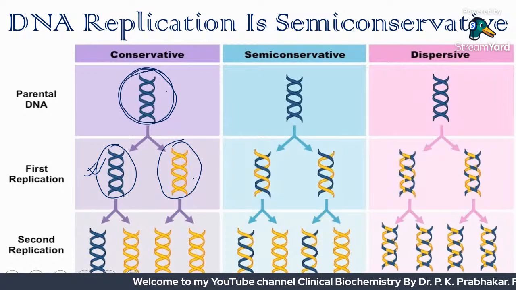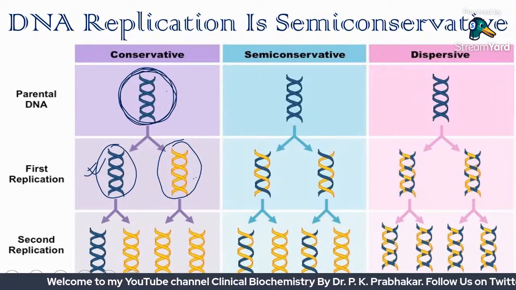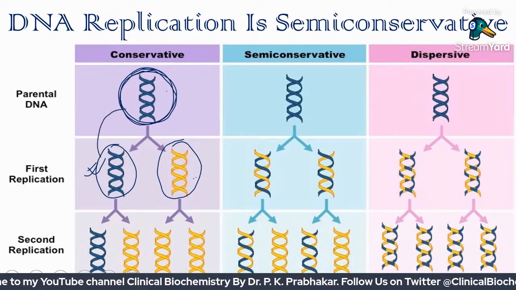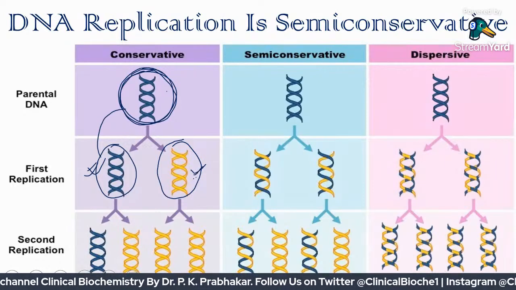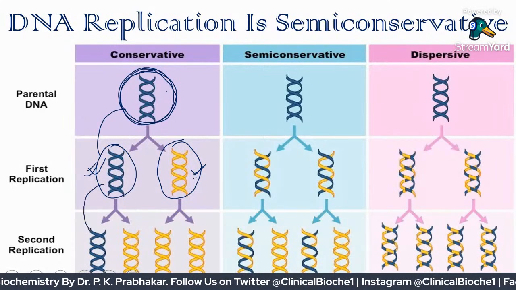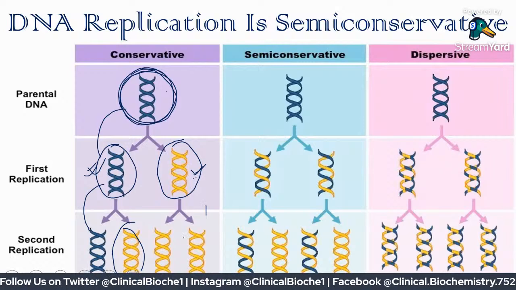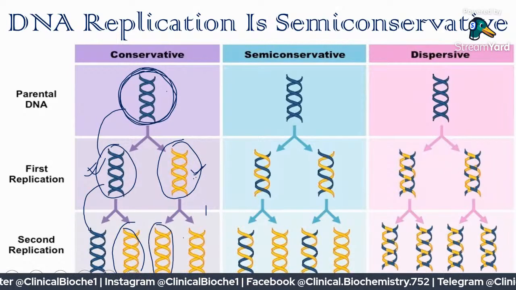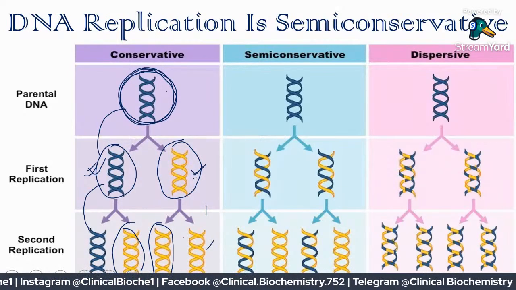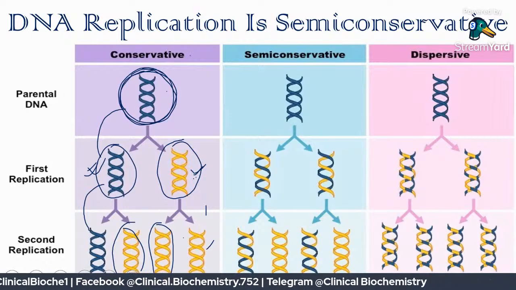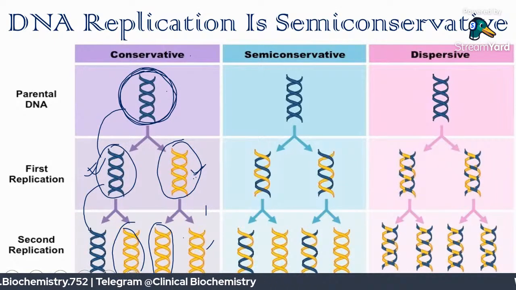So this DNA is going for replication in the first generation, so it is intact here, and a new copy has been formed. In the second generation, this is intact, and a fresh copy has been prepared. Again, this intact copy remains intact, and a fresh copy has been prepared. So this is called conservative, where we conserve the parental DNA, the precursor DNA.